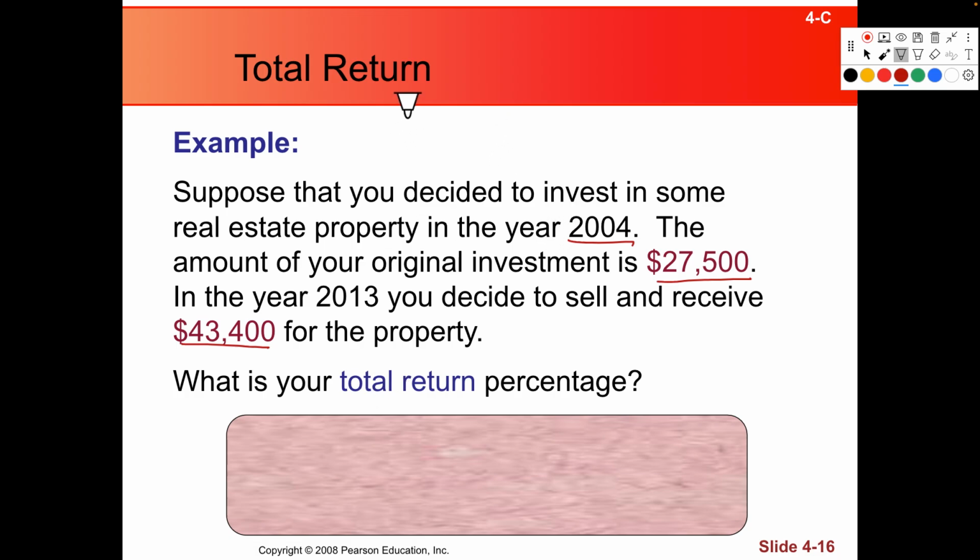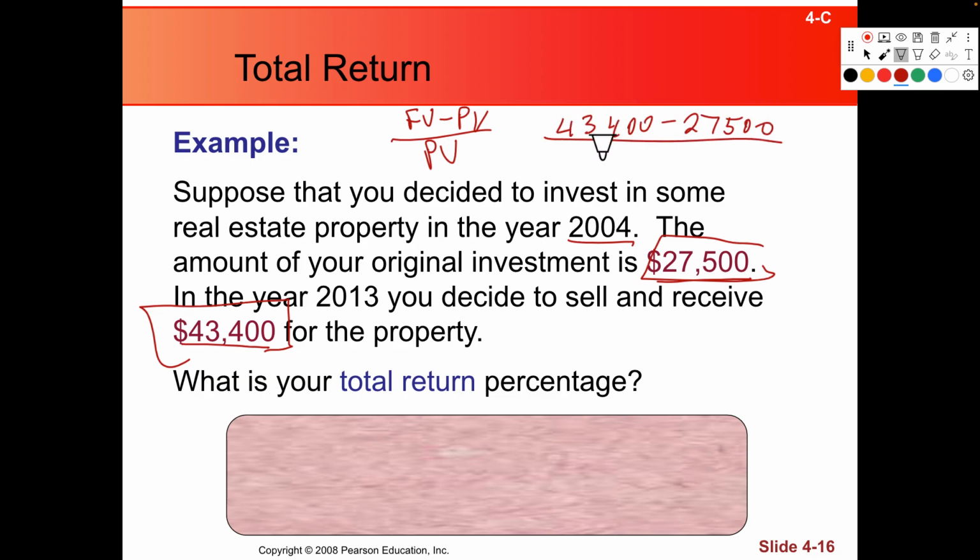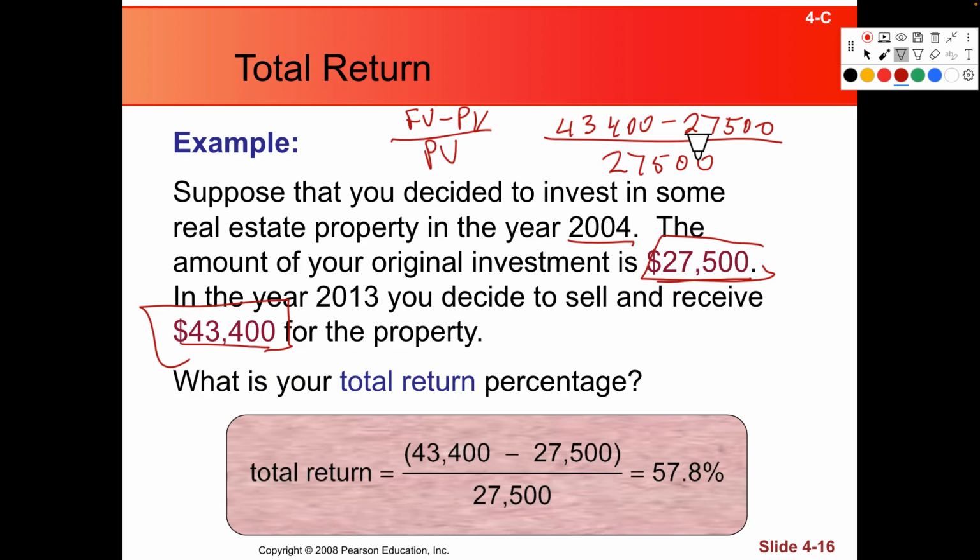Again, future value minus the present value over the present value. Now, in this term, when we talk about present value, even though we're in 2023 right now, present value would be what we started with, and the future value is what we ended with. So we'll put up 43,400 minus 27,500 divided by 27,500. That will give us our total return, and that's a formula down here.